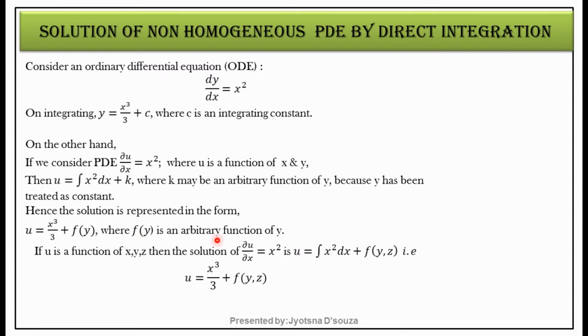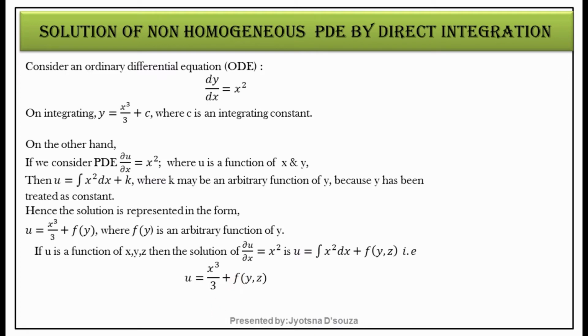Suppose I give you u as a function of the three variables x, y and z, and the PDE is dou u by dou x is equal to x square. When you are integrating, you have to integrate with respect to x, because it is differentiated partially with respect to x. So the integration of x square dx, plus the arbitrary constant: since you are integrating with respect to x, y and z are constant. So plus f of y comma z. The answer we will get is u is equal to x cube by 3 plus f of y comma z.